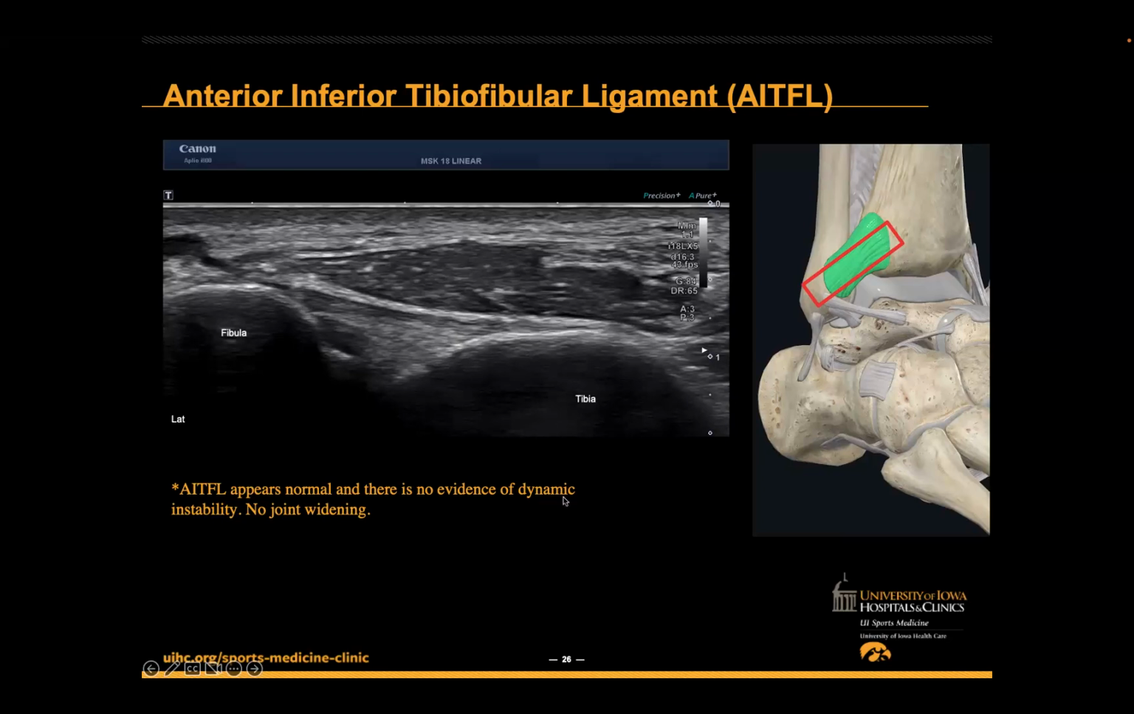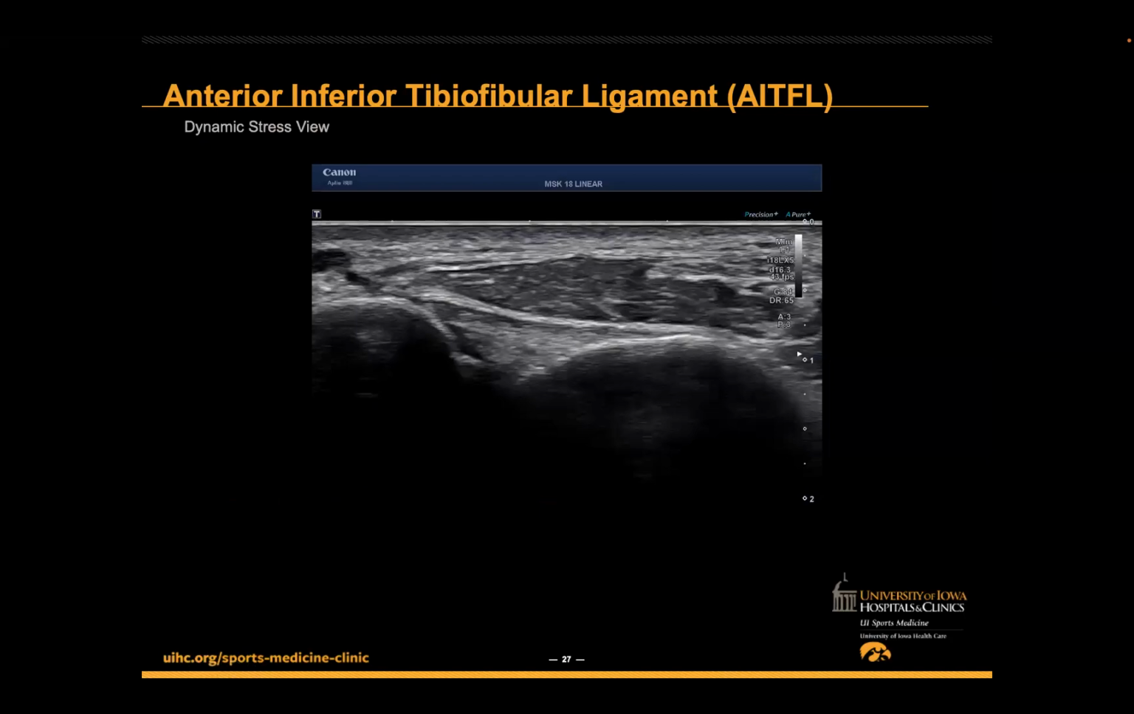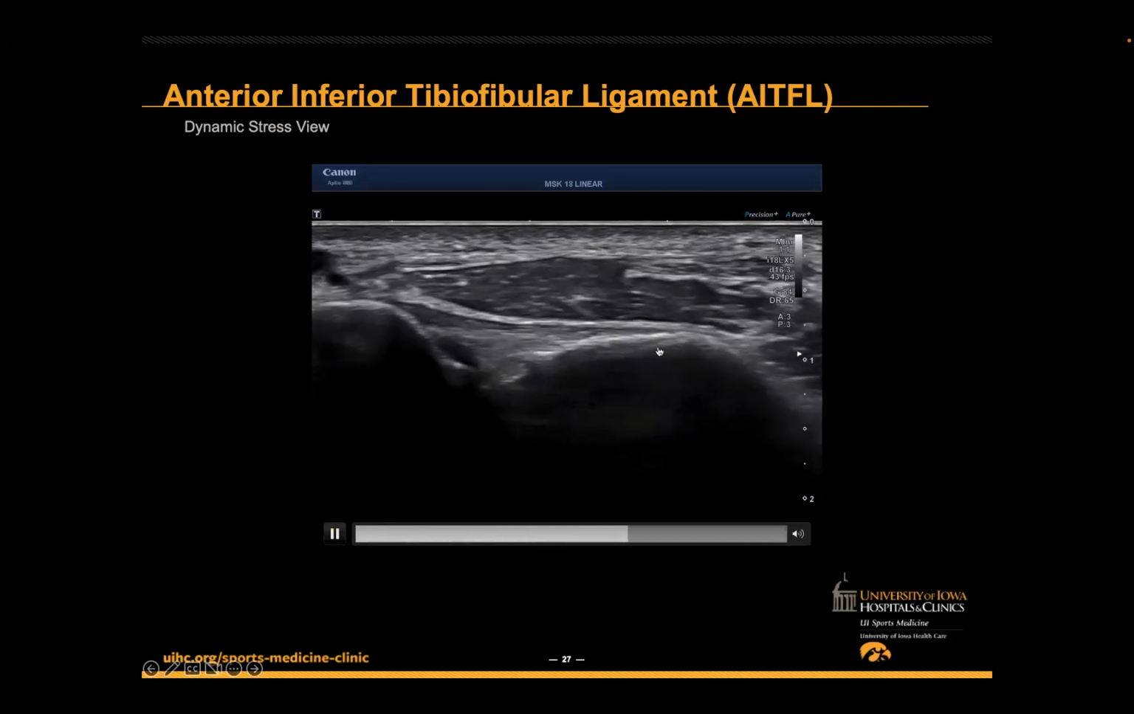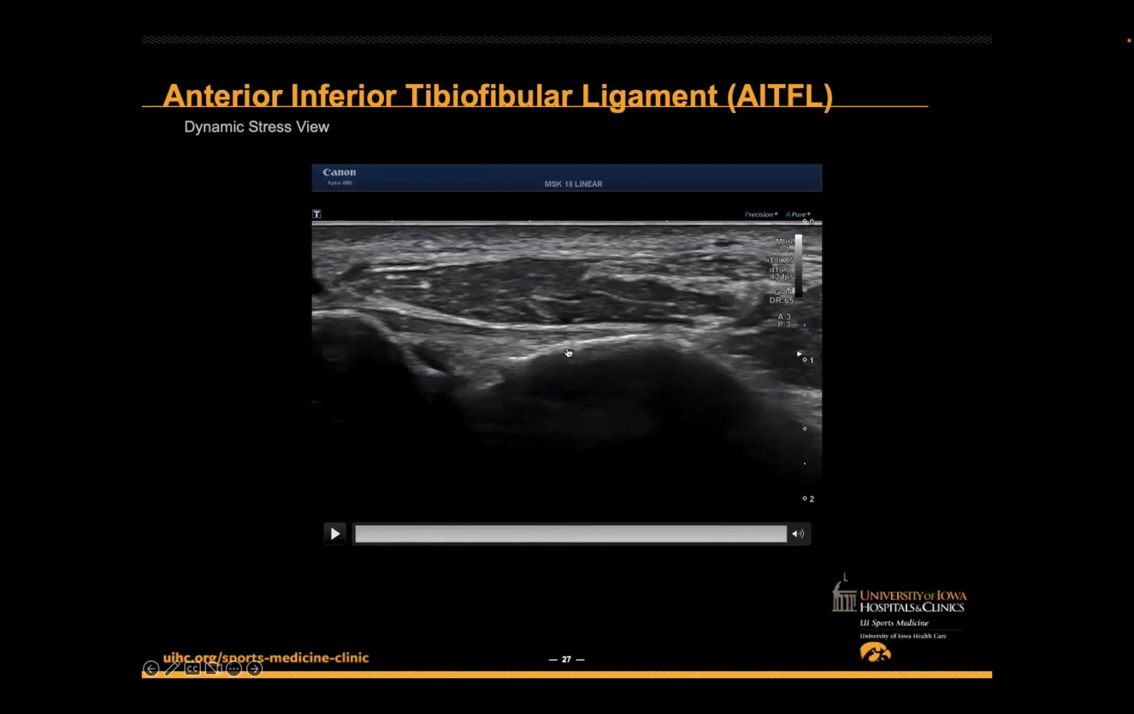So here there's a normal appearance. There's no evidence of partial tearing or Doppler. And then it's always good to do a stress view here. So this is a more proximal squeeze in this patient, and no evidence of dynamic instability. This ligament remains in good tension. There are no tears that open up and no widening of the joint there.